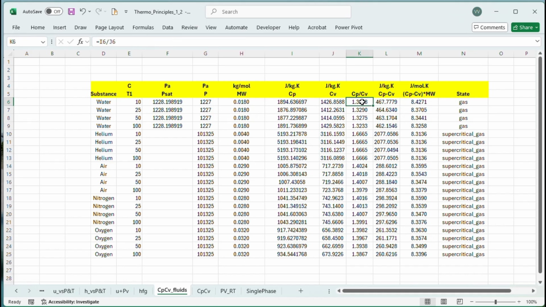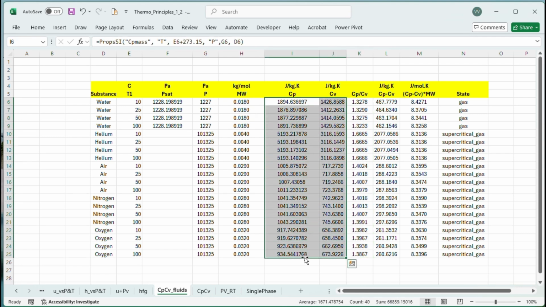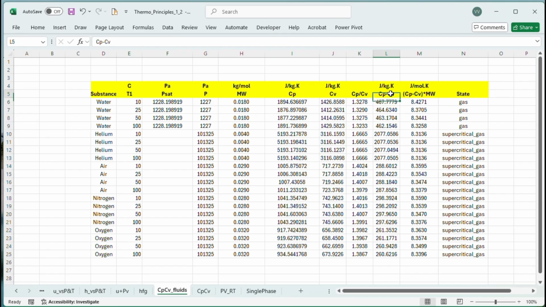If you take the ratio, you can see CP is always greater than CV, and the values are usually in the thousands. It's on the order of thousands of joules per kilogram. That's the typical range of CP values for most substances, per mass. And if you take CP minus CV and multiply with molecular weight, you're ideally supposed to get 8.314.